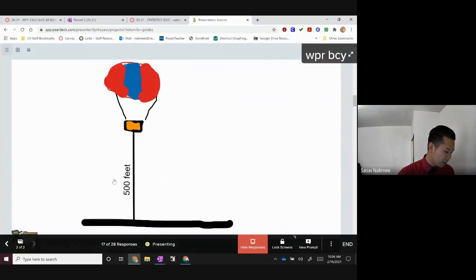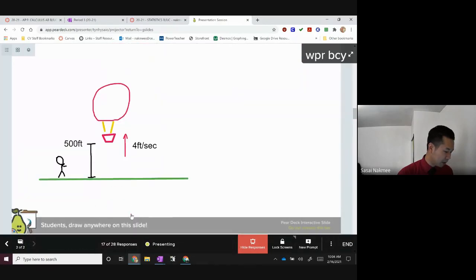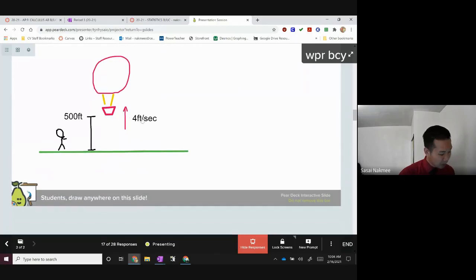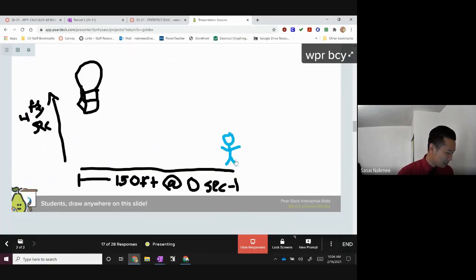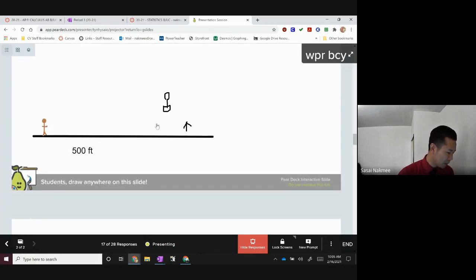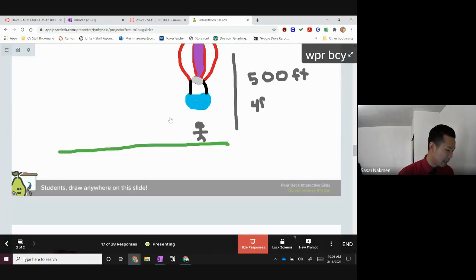Another person who drew right here. I'm assuming they're going to put the observer down here, 500 feet below. And we've got to be careful with this. But yeah, you guys even labeled the rate at which the balloon is rising. I like that. Here's an observer. I think you just wrote down the wrong number. They are 500 feet away from the base of the balloon that's rising at 4 feet per second. Good. That's a beautiful stick man right there. Balloon right there, 500 feet away from where the balloon is rising, right?